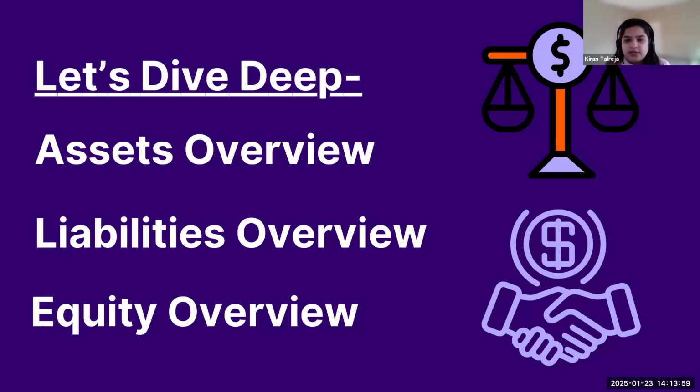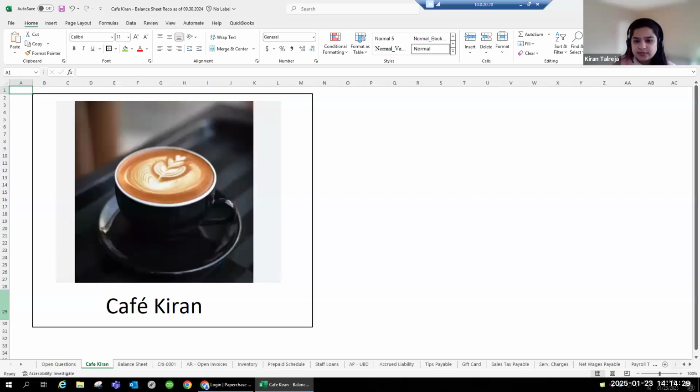Moving on to the next section, we'll deep dive into assets, liability, and equity, and we'll be looking at each category's red flags and what you can do to make sure that your asset balance is up to date and looking fine. What can you do to make sure your liability accounts are up to date and looking fine, and similarly with equity. Then we'll also be covering a few ratios. I'll share my screen and we can go over a standard balance sheet and a standard balance sheet reconciliation, and how we prepared this as a part of our internal audit at Paperchase.